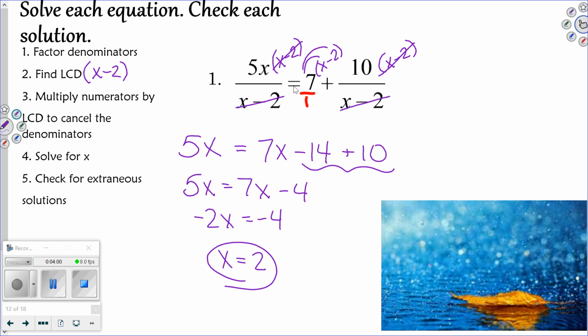Am I good? Did I follow all my steps? It's wrong. What's wrong? Yep, your extraneous solutions. What's your only restriction in this problem? 2. So what do I say? I don't say wrong. I say no solution. I was right. It's just there is actually no solution. There's nothing that works.